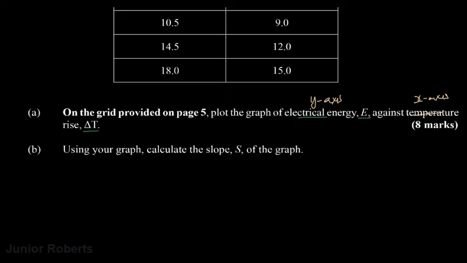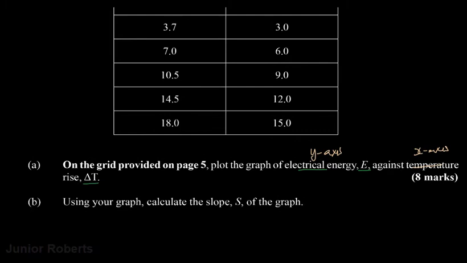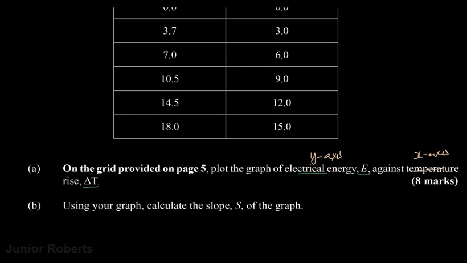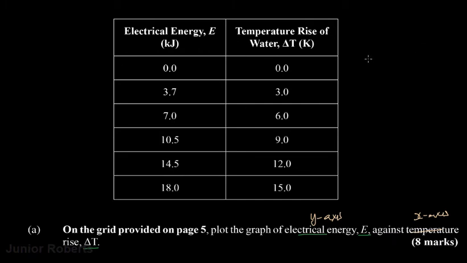Again, this is our table with our values, which is what we're going to use to plot our graph. We're plotting electrical energy on our y-axis and temperature rise on the x-axis. Therefore our y-axis will go from 0 to 18 and the x-axis will go from 0 to 15. So let's look at our graph paper now.